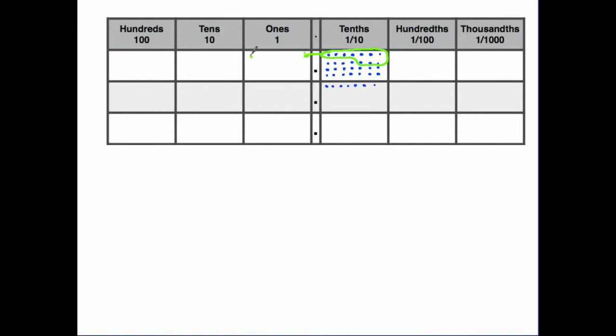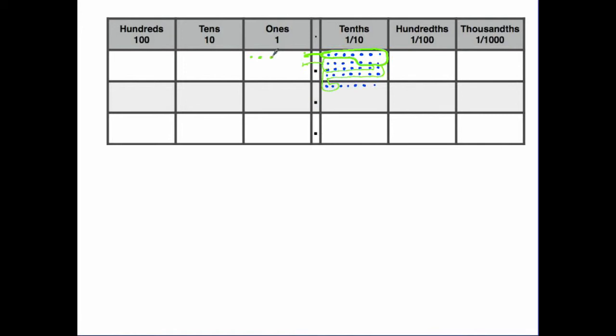Let's see if I can do 10 more. So I have 1, 2, 3, 4, 5, 6, 7, 8, 9, 10. I have another one. Where is it going, everybody? To the ones. 1, 2, 3, 4, 5, 6, 7, 8, 9, 10. That's a little globbly glob, gloobly glob, glibbly glib.